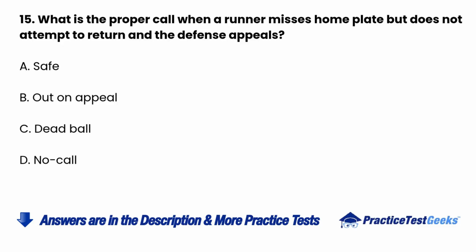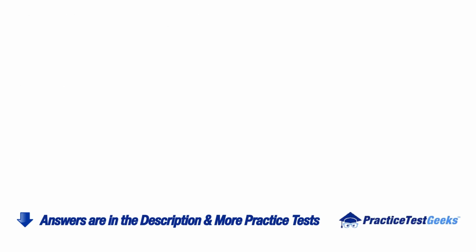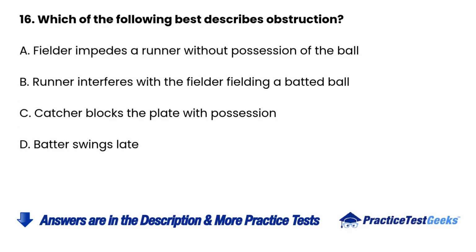15. What is the proper call when a runner misses home plate but does not attempt to return and the defense appeals? A. Safe. B. Out on appeal. C. Dead ball. D. No call.